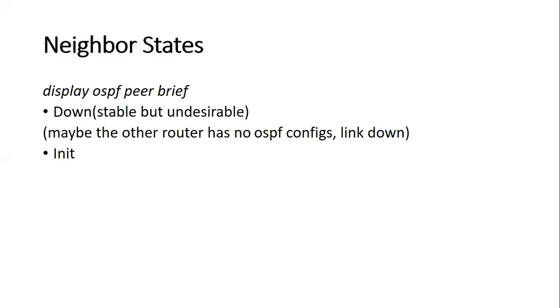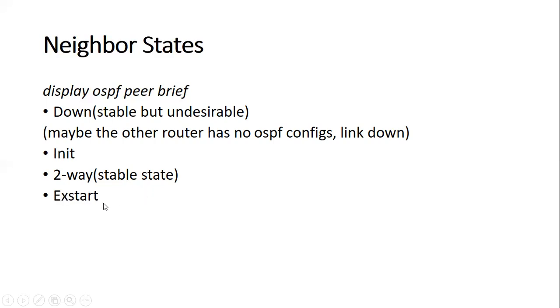And then Init, where we said that it has received a hello packet, but it hasn't seen its ID in the list of the neighbors. When you display OSPF peer, it's very difficult for you to see this state. It's a transition state. It's not really a stable state. Then two-way, when it has received a hello and it has seen its own ID in the list of the neighbors of that particular packet it has received. This is a stable state and it's okay. You can have a two-way state.